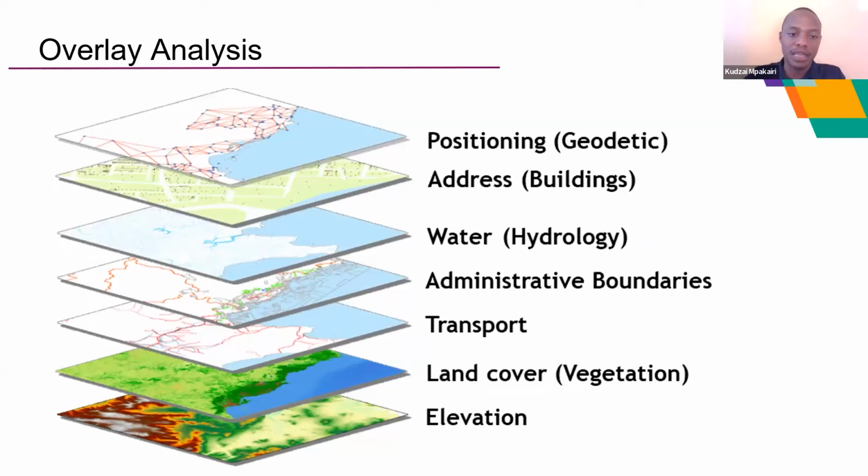For example, let's look at the elevation. We know that people residing in low-lying areas are more at risk as compared to people who reside in elevated areas. So definitely that will be important to identify those areas. And then land cover. We also know that areas that are not vegetated are more at risk when it comes to flooding and the subsequent environmental problems that come after flooding.